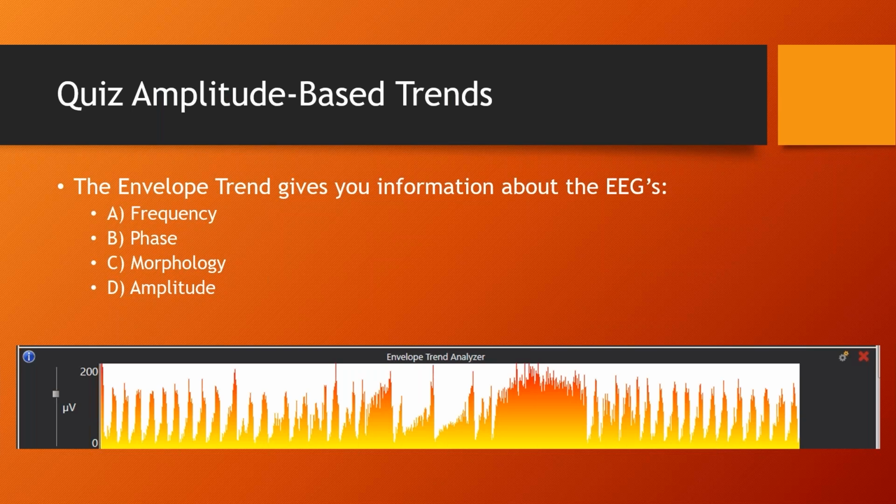If you look at the envelope trend here, again the status epilepticus patient, on the left-hand side you see microvolts. Again, your x-axis is time, y-axis is voltage, and so you're really just getting information here about voltage.